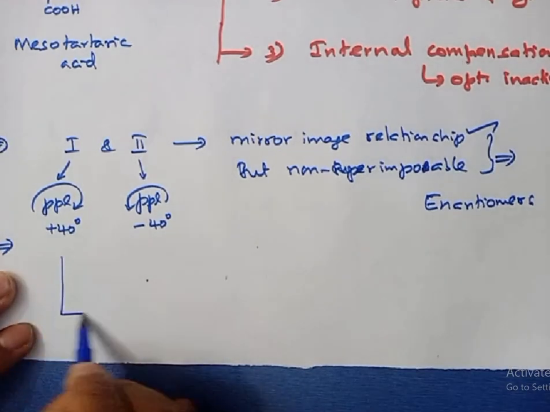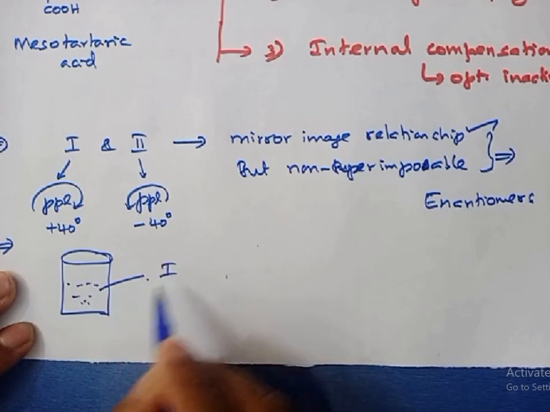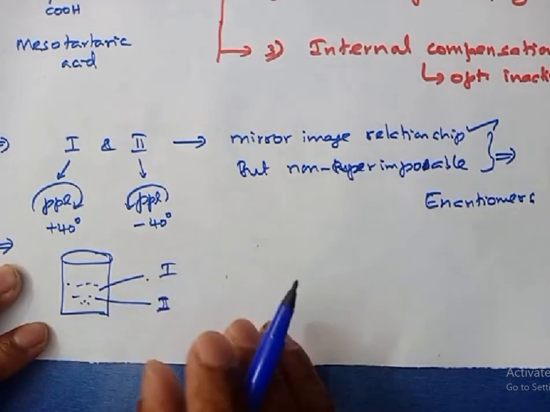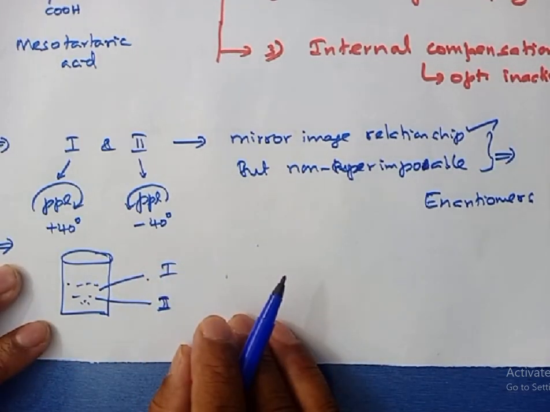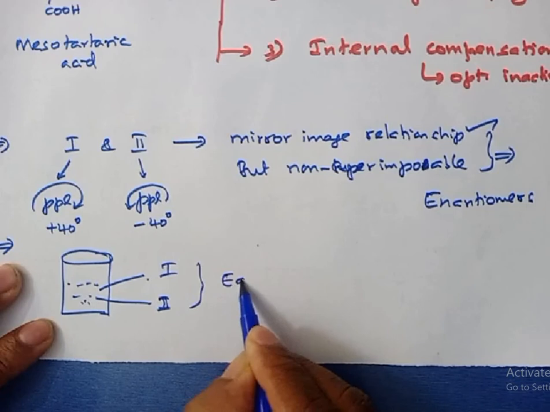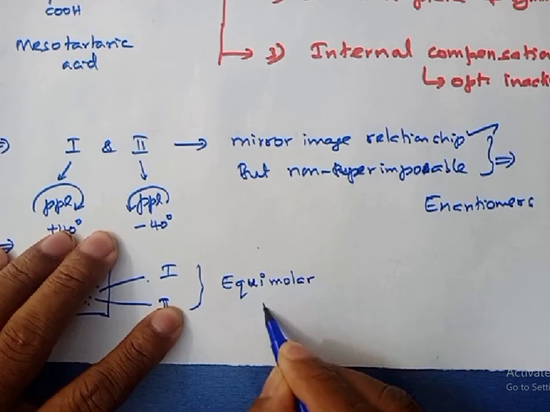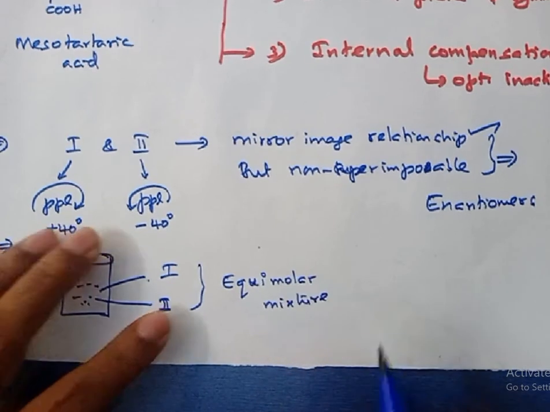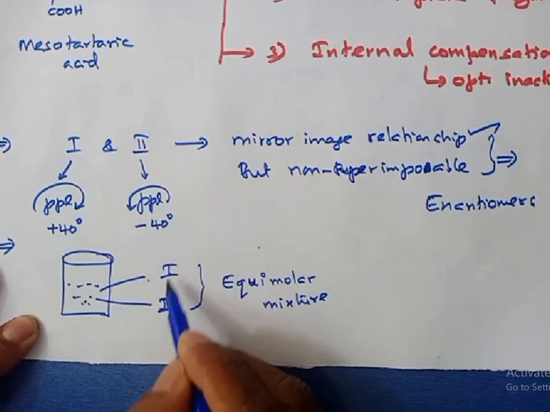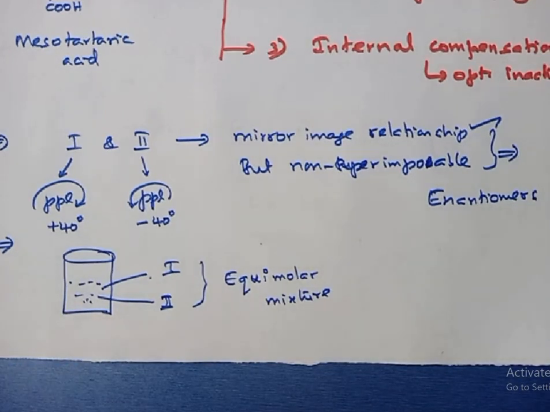Suppose I have a solution which contains isomer 1 and isomer 2 of tartaric acid in equal amount. We call that an equimolar mixture. Suppose I take 1 and 2 in an equimolar mixture. Equimolar mixture means I'm taking these two isomers, the enantiomers, in equal amount. Will this mixture rotate plane polarized light, students?